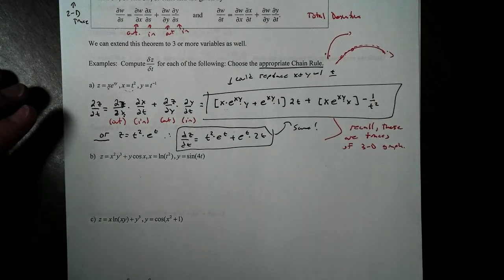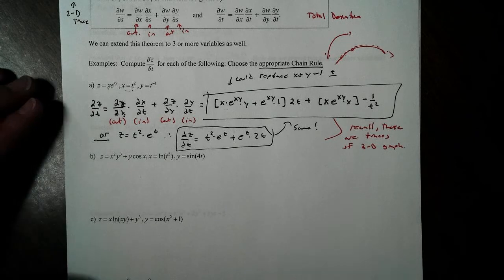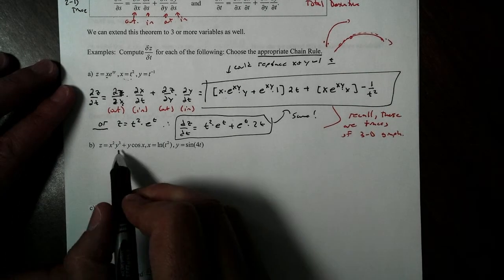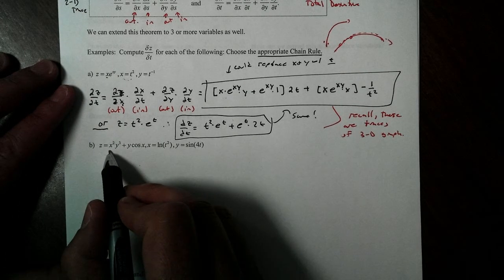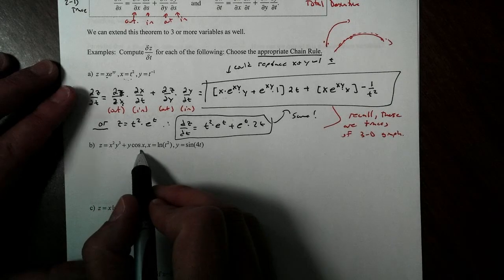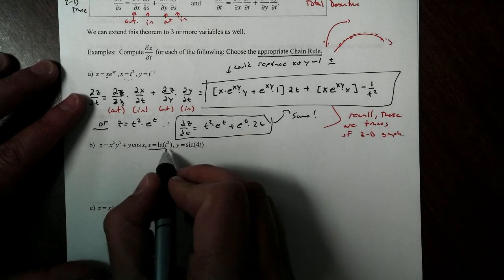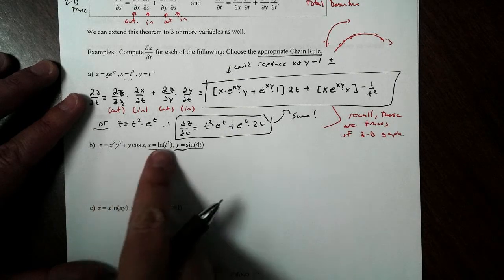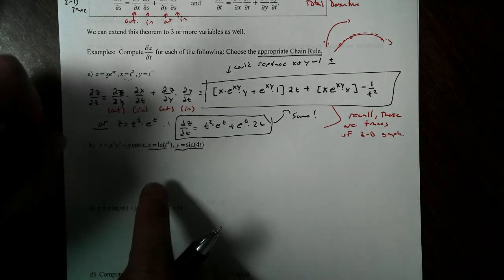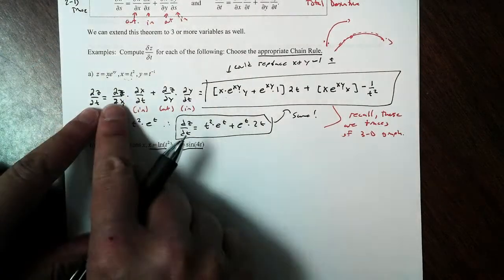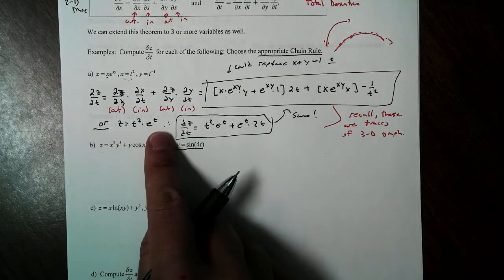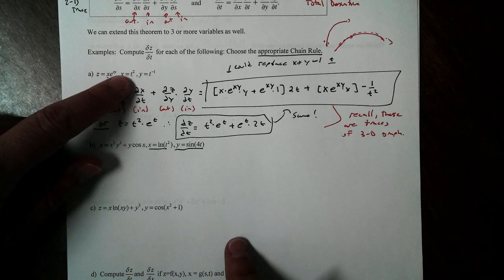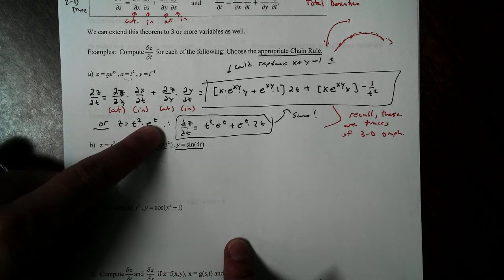So let's take a look at another one here. We have z equals x squared y cubed plus y cosine x. And they tell me x is natural log of t squared and y is equal to 4t. So I have a choice. I could use my total derivative, like we did up here, or we can replace. In this case, I do think it's easier to replace and take the derivative.